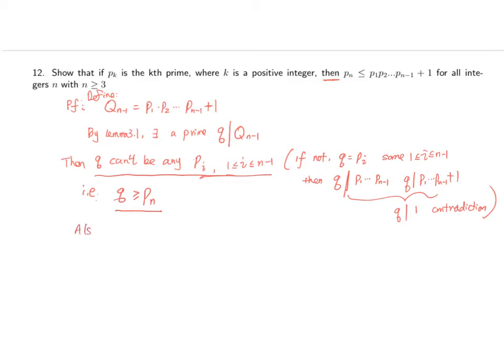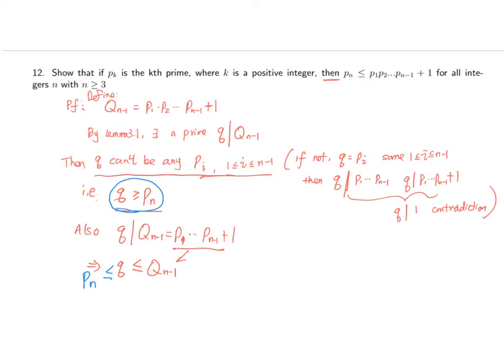Also, because q divides this qn minus 1, which is p1 times ... times pn minus 1, plus 1, we really don't need to define that, but anyway. This means q has to be less than or equal to this guy, right? Now take a look at what we conclude. q is greater than or equal to pn, and q is also less than or equal to qn minus 1, this guy.